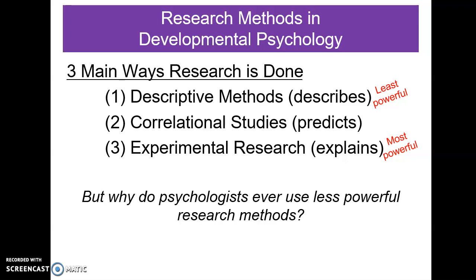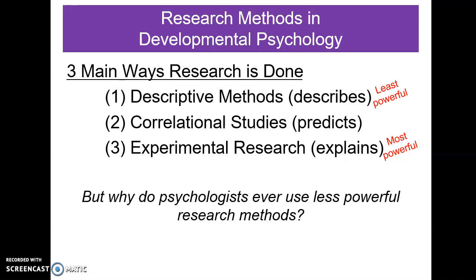And the last one is experimental research. And this is the most powerful. This is something that we really aim to use if possible. This allows us to really explain what is going on. It allows us to look at cause and effect. And it allows us to also say that this cause and effect relationship has nothing to do with X, Y, or Z. So if we can use this most powerful technique, why would psychologists ever be interested in using less powerful research methods? Well, let's look at an example.